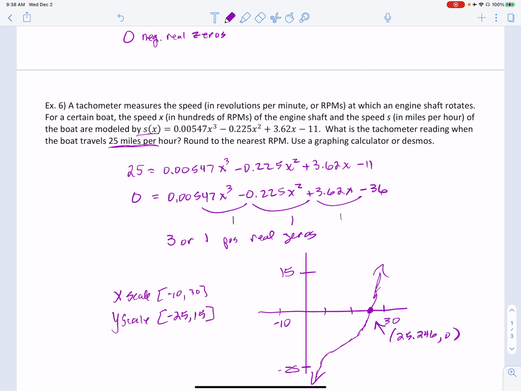And so now that x value, though, is in hundreds of RPMs. So what is the tachometer reading? It's in hundreds, 25.246 hundreds, right, of RPMs. So if I multiply by 100, it's 2,525 to the nearest RPM, rotations per minute. That's it.